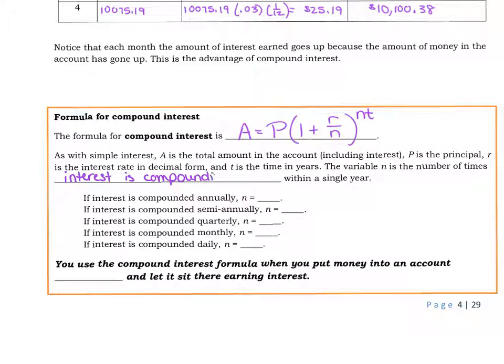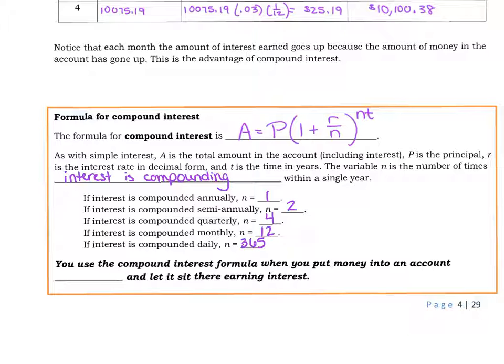Now, there are some terms that you will see that describe compounding. So if it's compounded annually, that means 1 time per year. If semi-annually, that means twice a year. Quarterly is 4 times a year. Monthly would be 12 times a year. And in the event you run into something that's daily, that's 365 times a year.